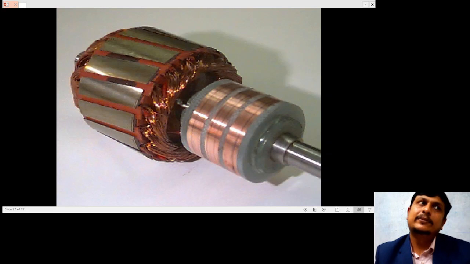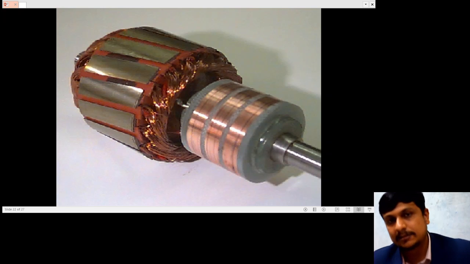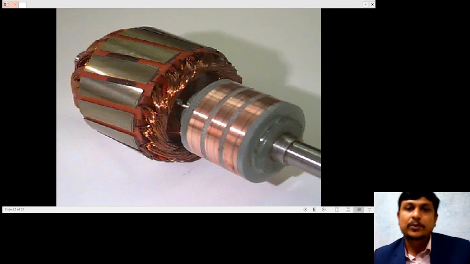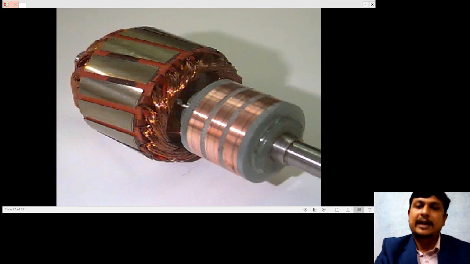If anyone asks you how to identify, without dismantling the machine, which one has a squirrel cage rotor and which one has a slip ring rotor, you can easily see it: the machine which has the larger axial length is the slip ring induction motor, and the one with the smaller axial length is the squirrel cage induction motor, because due to the slip rings and external connections, the axial length of the machine increases.